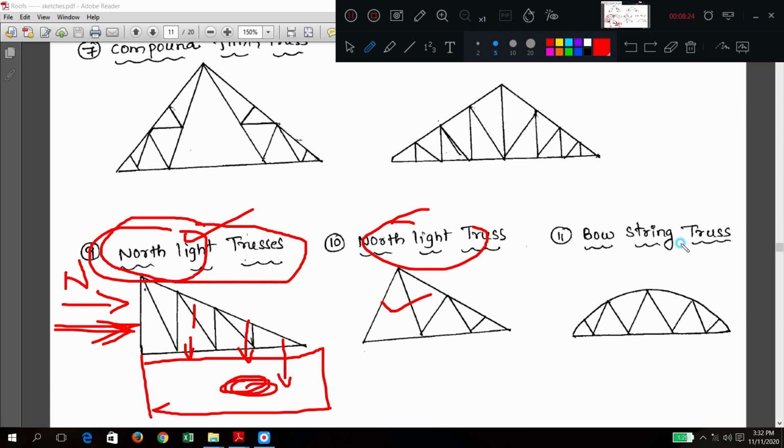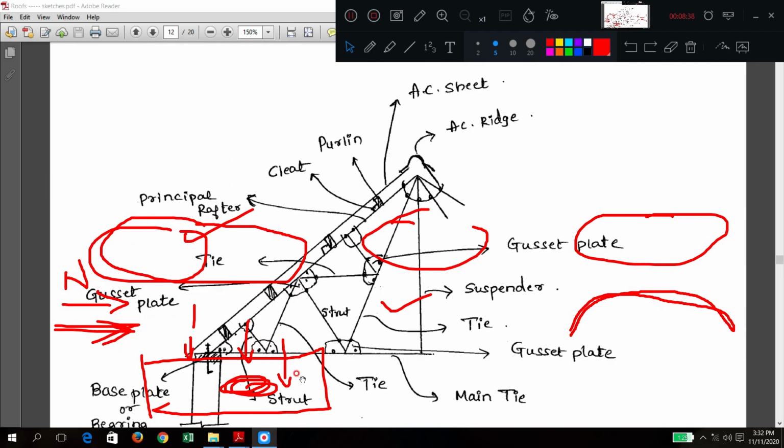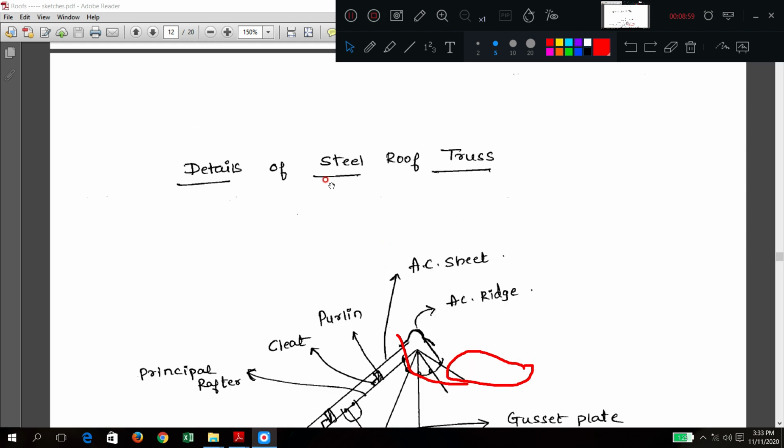Now what is this, bowstring? In wooden also we have seen a bowstring. A thin chord which is constructed like this. So this is the typical details of the steel truss. What type of connection will you get? Same thing, no? What do you have at the bottommost member? Yes, main tie. It is called the main tie. So this is a typical section of the typical details of steel roof truss.